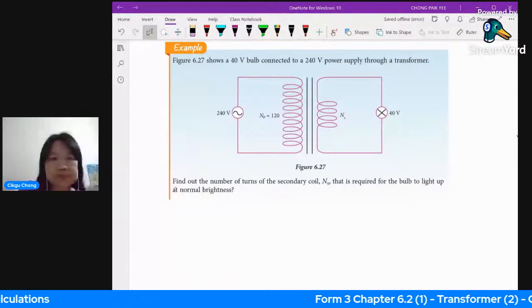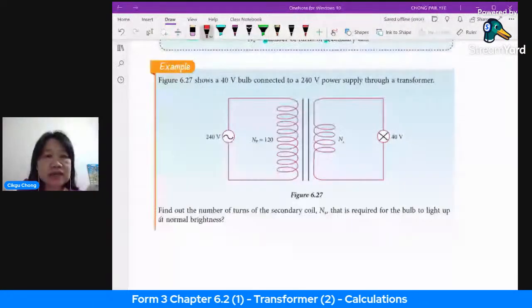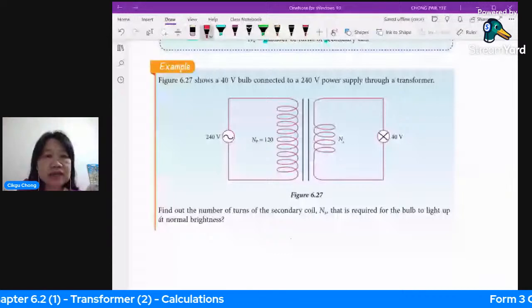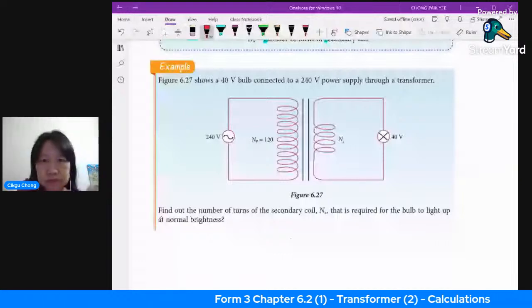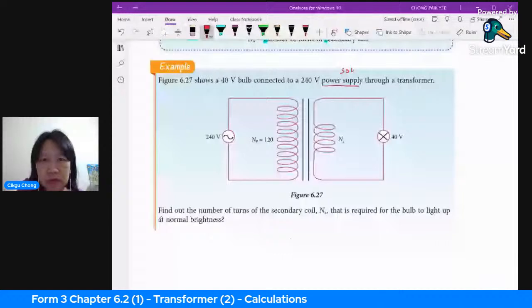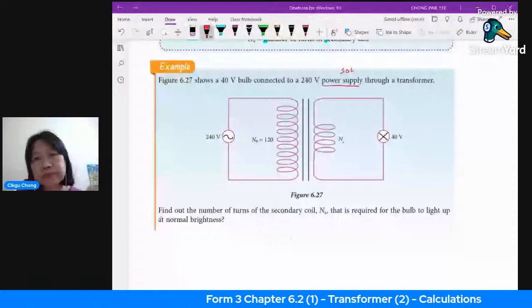Figure 6.27 shows a 40 volt bulb connected to a 240 volt power supply. Now, look here, this is the keyword. Power supply is always the source. If it's the source, it must be the input. The source is what you want to change, it is the voltage that you want to change. So this is the input voltage.